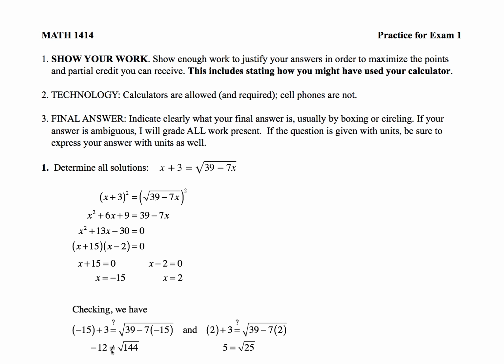Well, positive 12 is not equal to negative 12, so this solution is extraneous, it is not a valid solution. But when we check the other one and substitute 2 in for the x here, and for the x here, we find 2 plus 3 is 5, and 39 minus 7 times 2, which is 14, is 25. Square root of 25 is 5, and so that is the one solution to this equation.